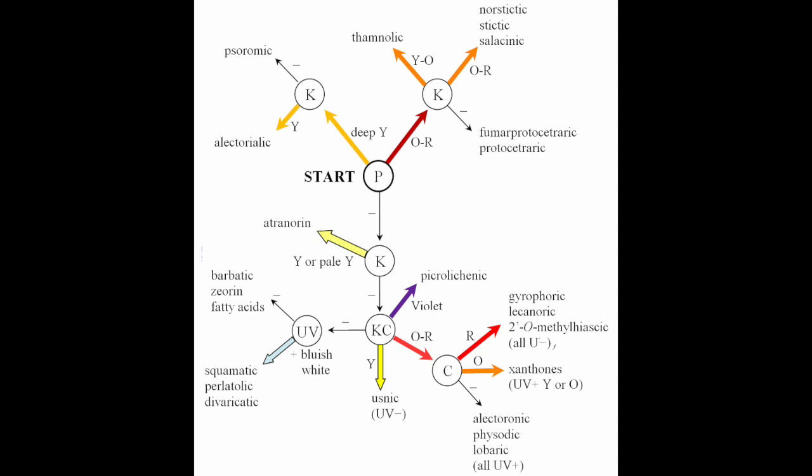Spot tests are used because lichen species contain many unique secondary metabolites. In a positive test, changes in color will occur, caused by chemical reactions between the secondary metabolites and the chemical test. This flowchart, put together by Bruce McCune, provides a great overview of what secondary metabolites can be detected using chemical tests.